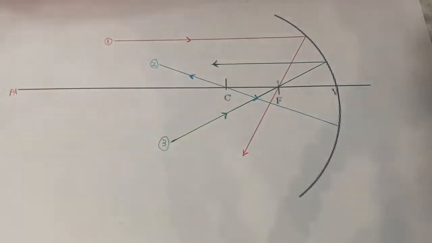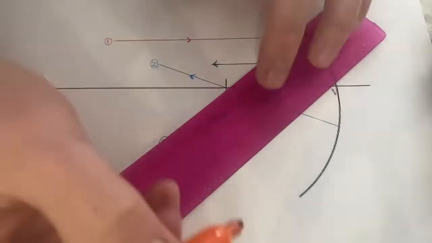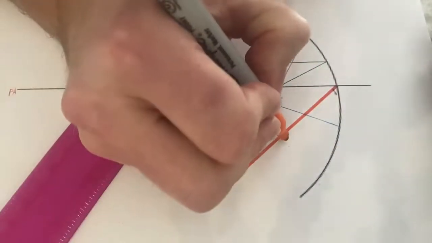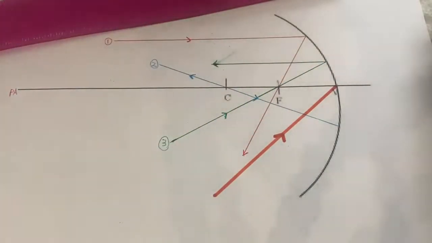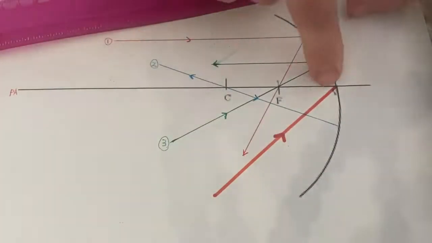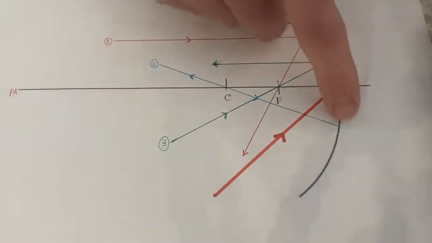All right, and then finally, ray number 4, if we have a ray that is aimed at the vertex, so if it hits right here, right where that principal axis meets the mirror, it's going to follow the law of reflection. And that law, if you all remember, is the angle of incidence will equal the angle of reflection. So if I bring this ray in, we're going to use orange or yellow for that. So it comes up here. Now for this, we should be using a protractor.